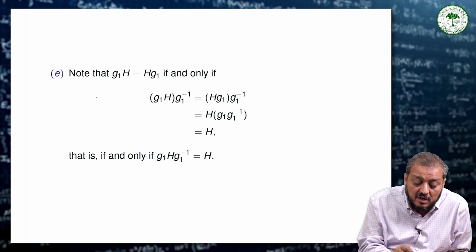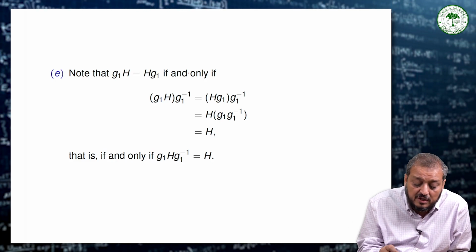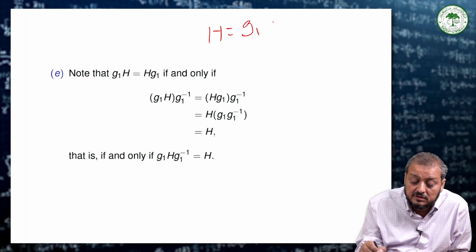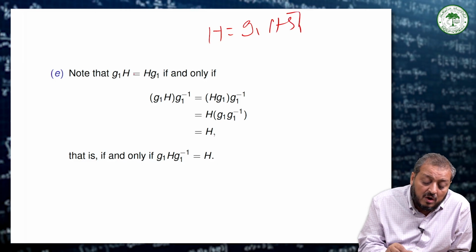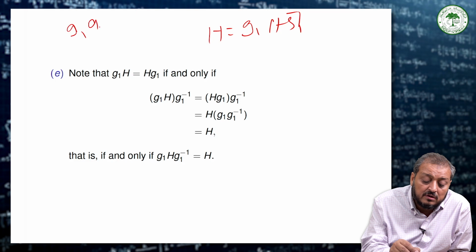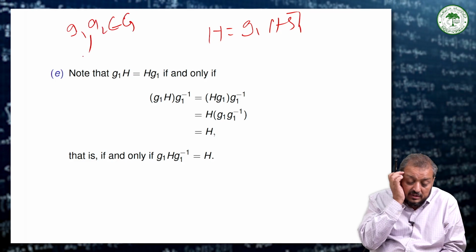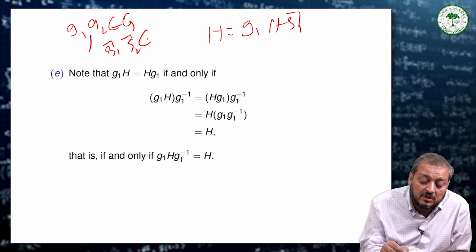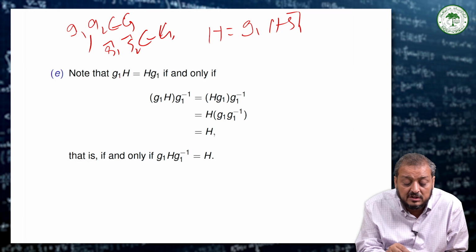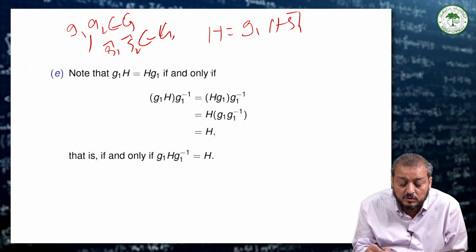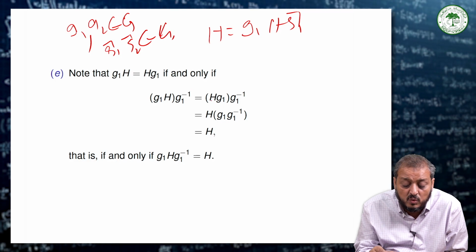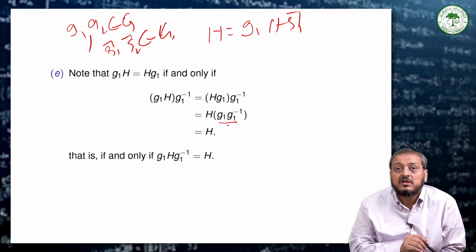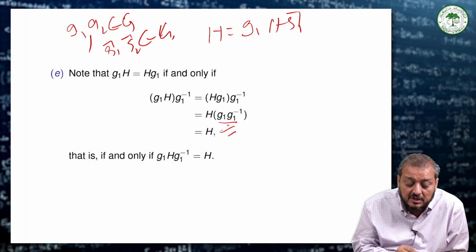So we have g1H = H if and only if we can write H as g1 H g1 inverse. Now because g1 and g2 are elements of G, and G is a group, g1 inverse and g2 inverse are also elements of G. So we can multiply g1H by the inverse of this on both sides. So we get g1 H g1 inverse, then use the associativity here, and this is simply equal to H.